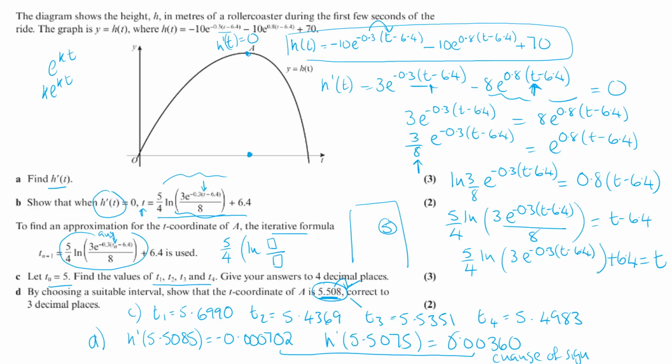Now what have we been putting this into? h dash, so it's the differential. So the change of sign means that we have got a change of gradient. And if we've got a change of gradient, this is implying we have a turning point. So we have found the max. It must have a turning point at A.